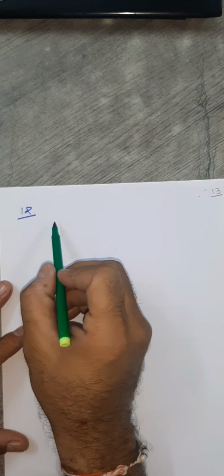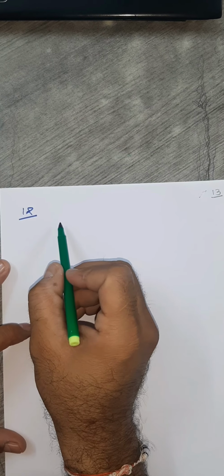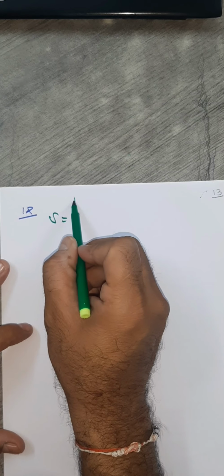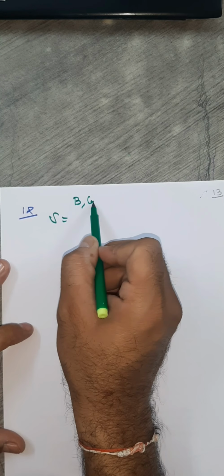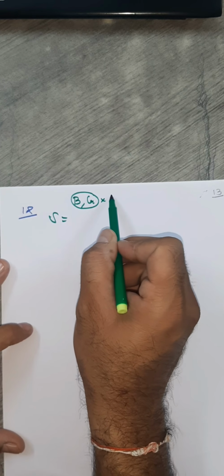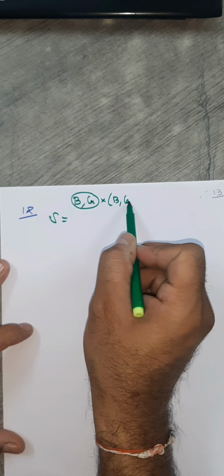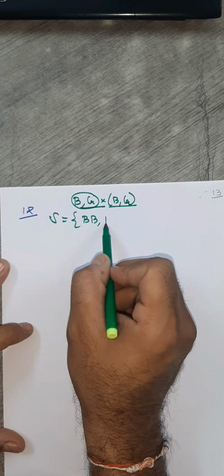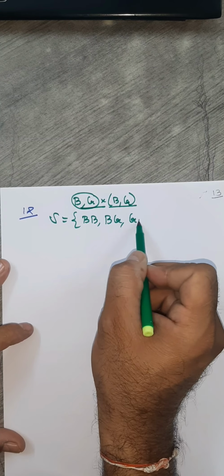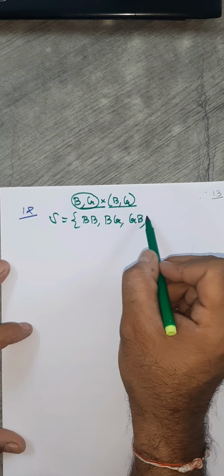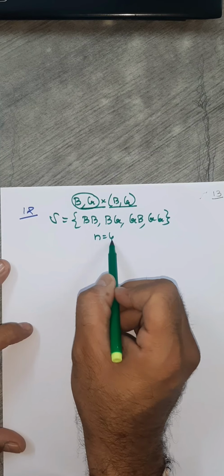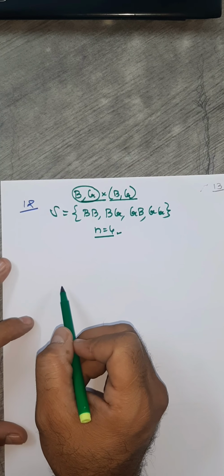12th question. A family has 2 children. So you know, for a single child, either boy or girl. For the second child, again boy or girl. So in total you have BB, BG, GB and GG. These are the 4 outcomes. This is the main sample set, 4 outcomes.